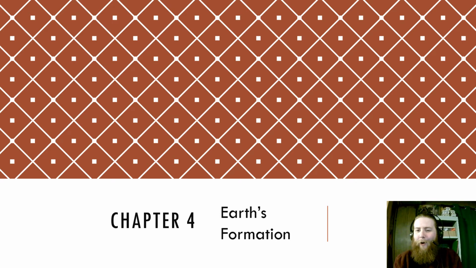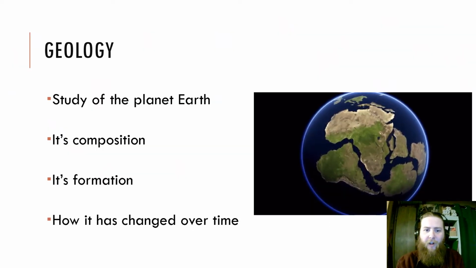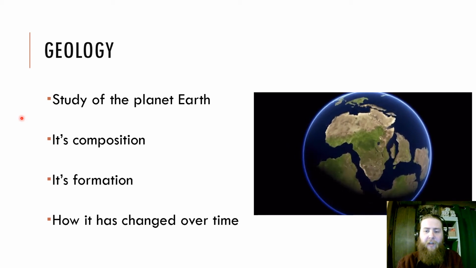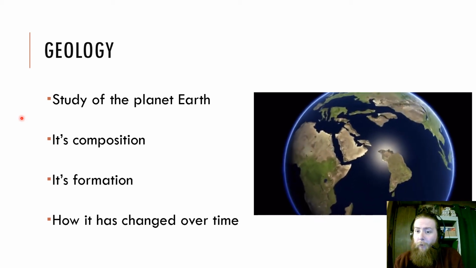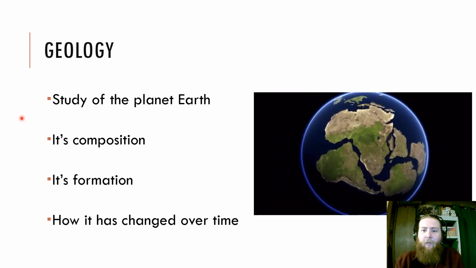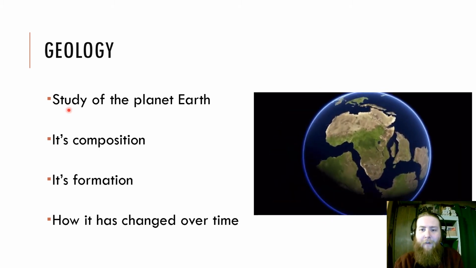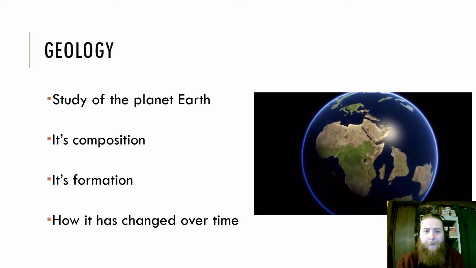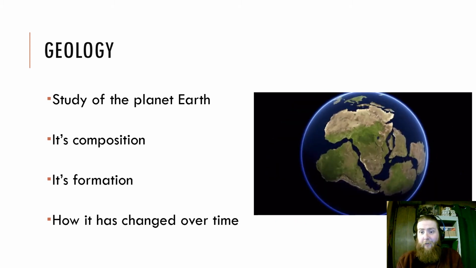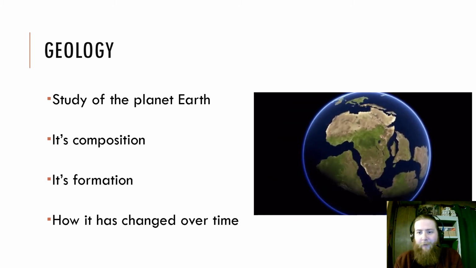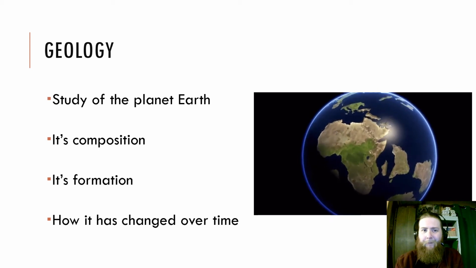This is Chapter 4. We're going to talk about Earth's formation today. Now that we've talked about mapping, and we've talked about how we can look at Earth, let's talk about how it formed. So geology, remember, was the study of the planet Earth. More importantly, we're looking at its composition, its formation, how it has changed over time, and how it continues to change. So in this graphic here, I've got the breaking apart of Pangea. Earth looks drastically different than it used to, and it continues to change. We have fault lines that are moving, and we have plates that are moving every single day.